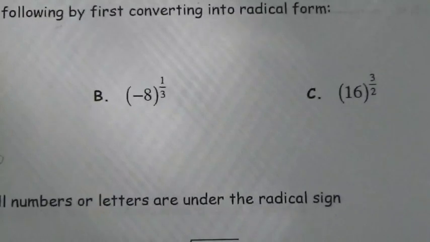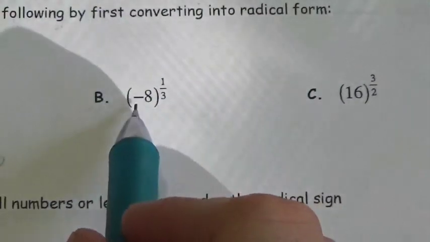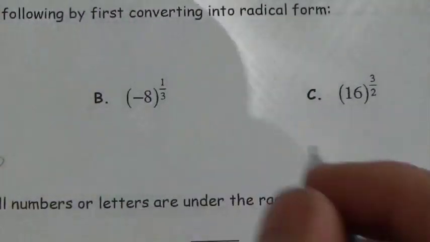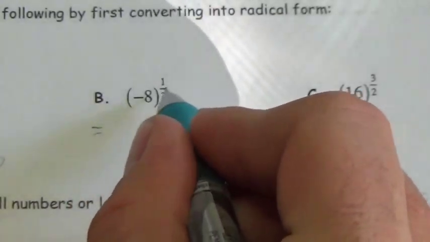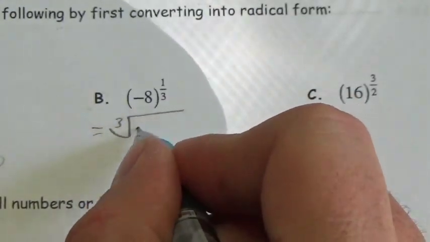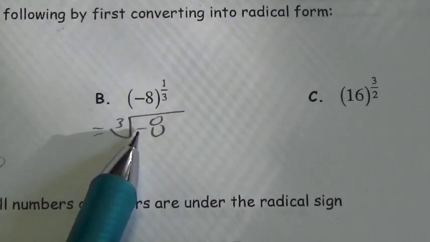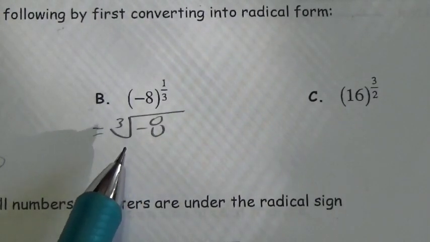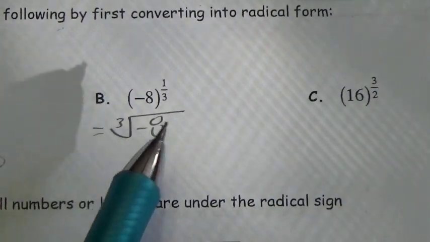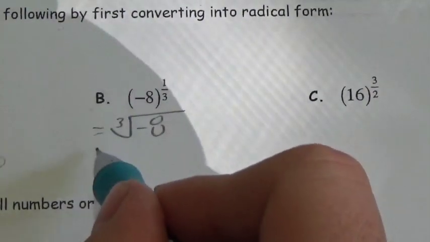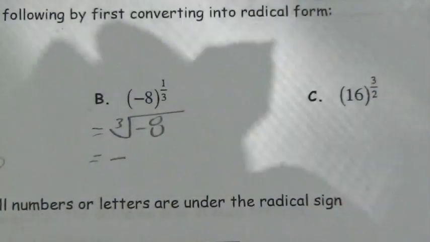Okay. This one right here, -8 is the base of that power, which means that this is going to be the cube root, and the radicand here is -8. Now this works out just fine for me with a negative underneath a cube root. If the negative is under a cube root or a 5th root or a 7th root, what I'm going to do with that negative is simply pull it out.